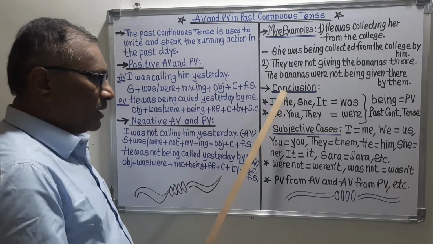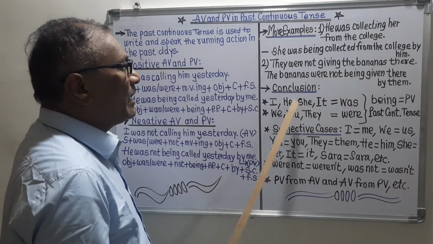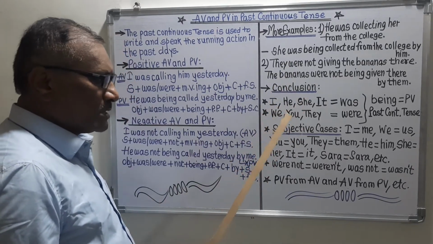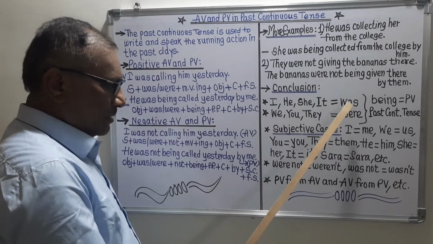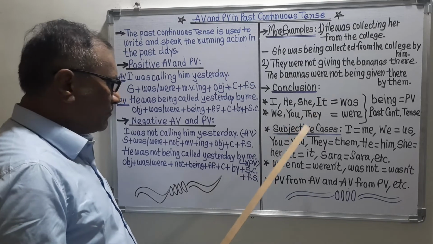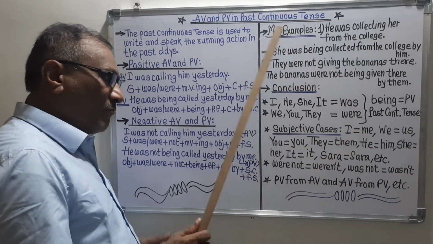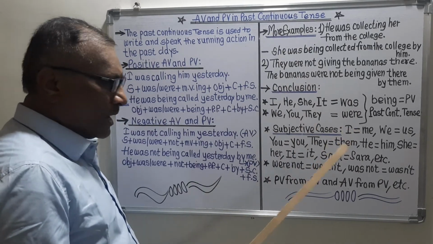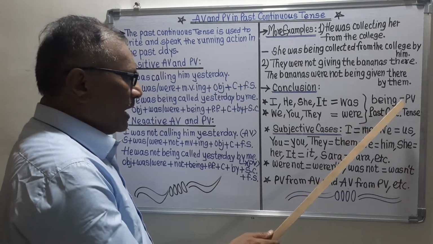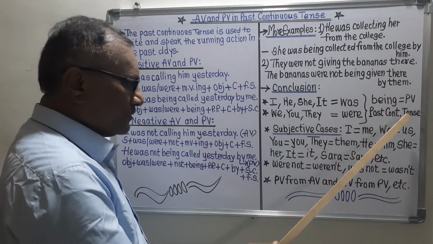So here in the conclusion I will say, when the subjects are I, he, she, it, then when we are doing the active or passive, the helping verb should be was. Then when the subjects are we, you, they, we should take the helping verb were. And when we are making the passive of the past continuous tense, then we should use being, and that being shows the PP of the past continuous tense.